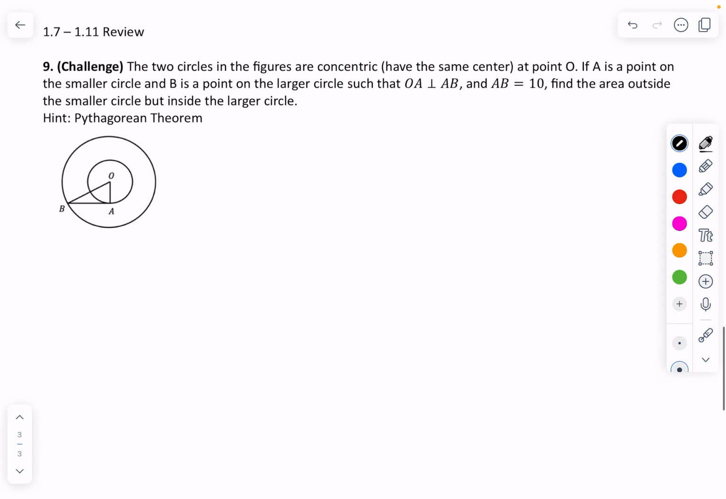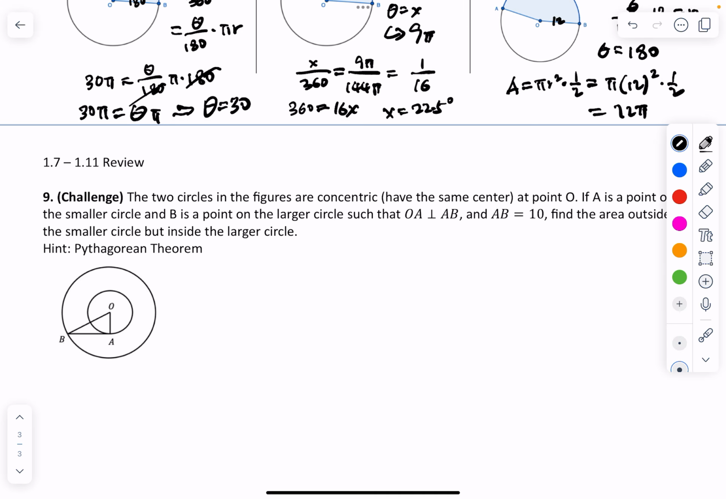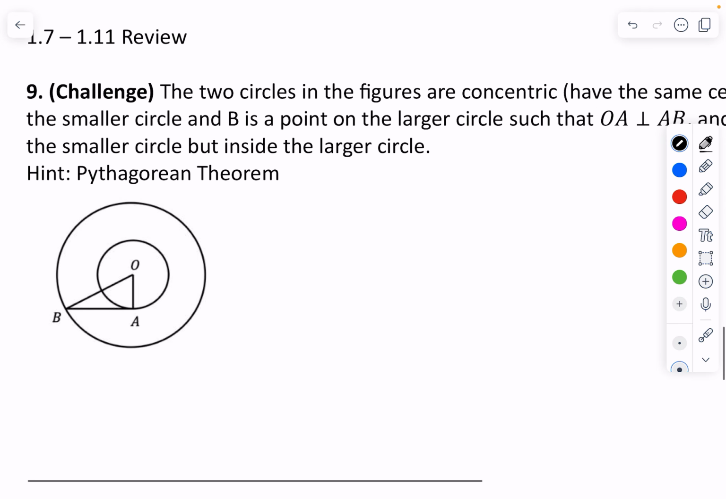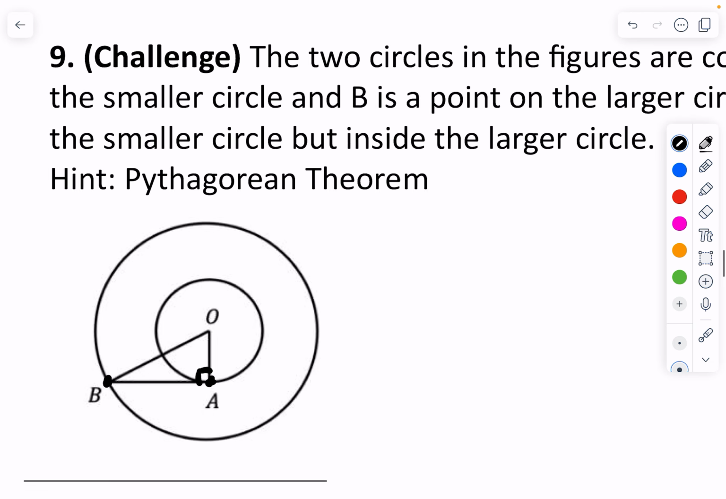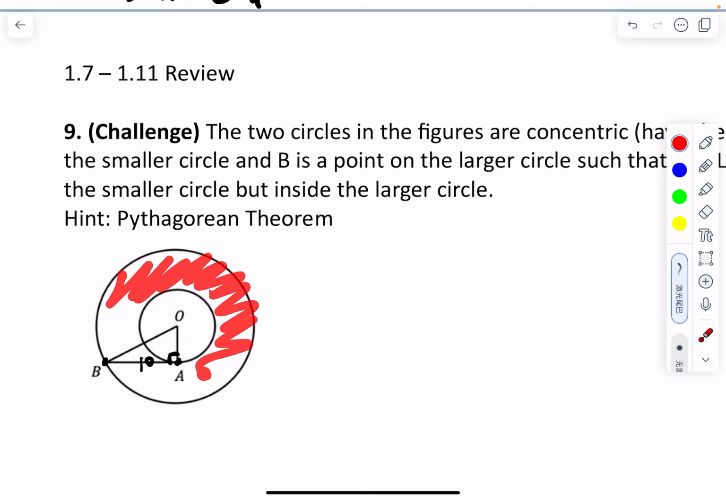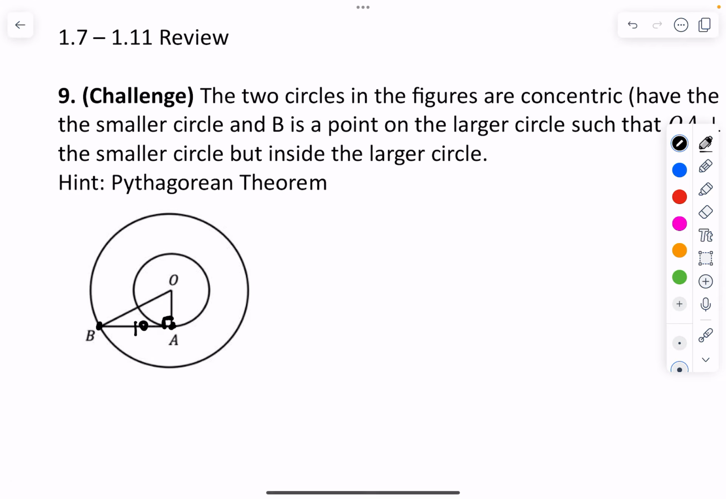Okay, final problem is also kind of my favorite problem. It's a pretty cool problem that I really like. So in here, the two circles are concentric, which means that they have the same center. A is a point on the smaller circle, and B is a point on the larger circle. We have that OA is perpendicular to AB, and AB equals 10. And we want to find this area, the area that is outside of the smaller circle, but inside the larger circle, right?